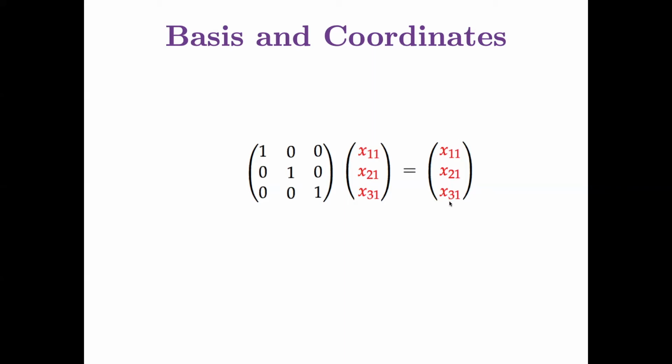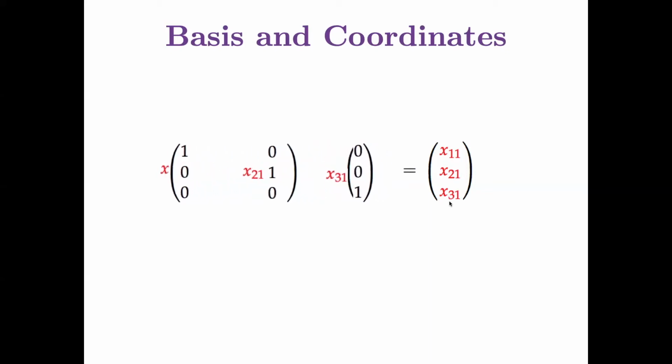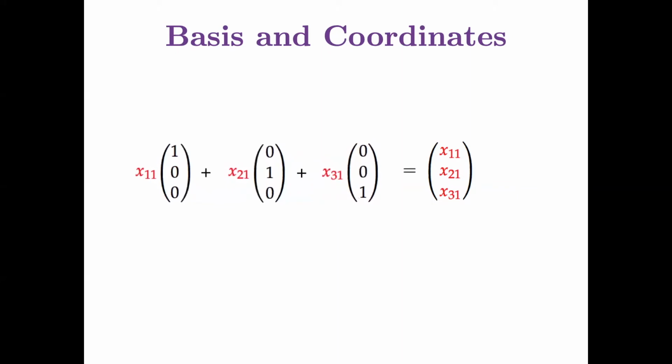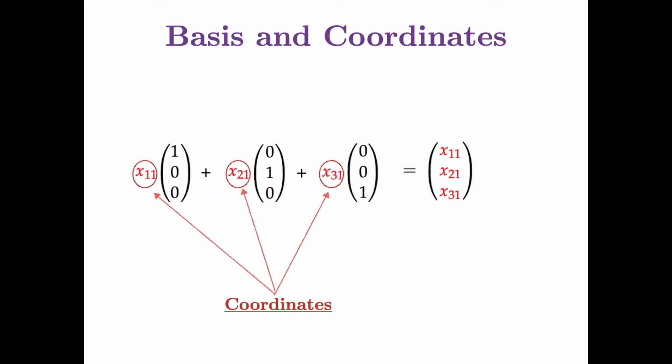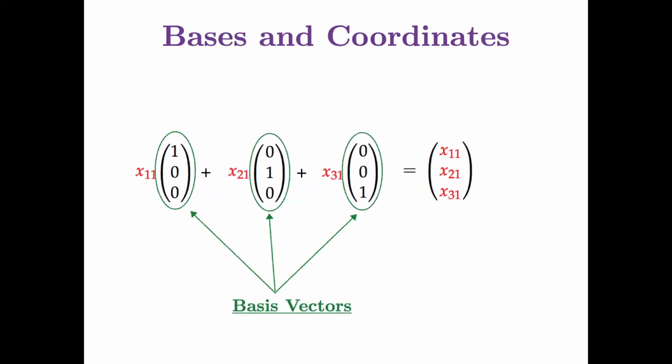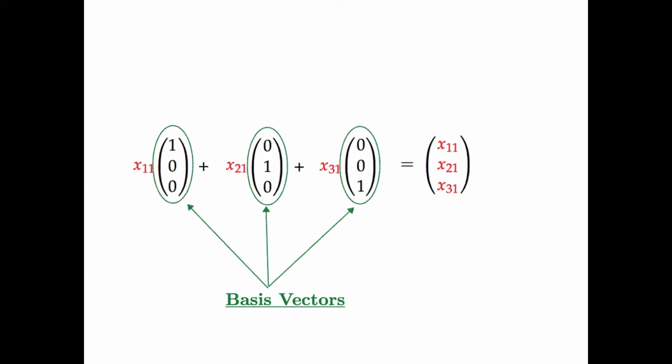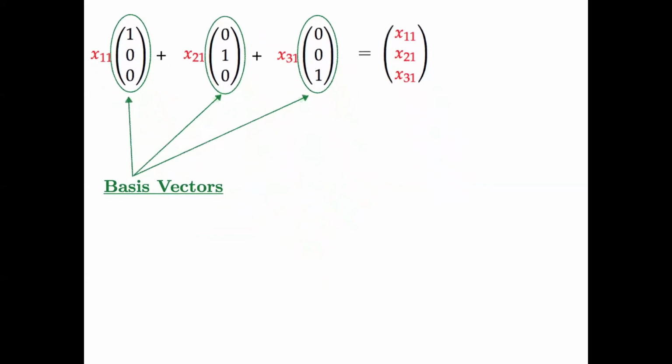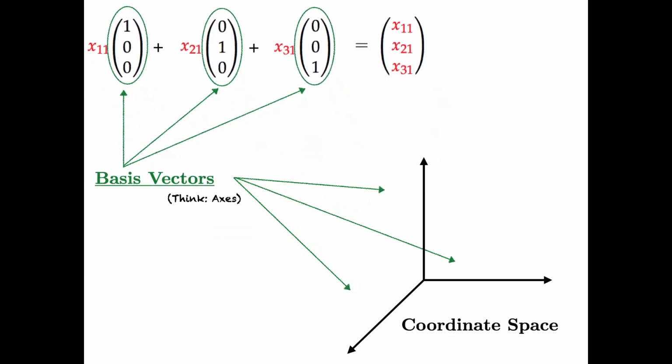All right, so now I'm going to take this very simple matrix formula, and I'm going to expand it out into a linear combination. Now, we see something familiar from the last video where I have coordinates times basis vectors. So whenever you have basis vectors, you want to think about those as axes for some coordinate space.